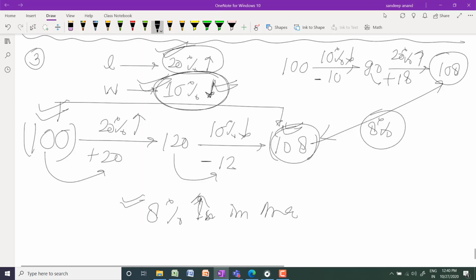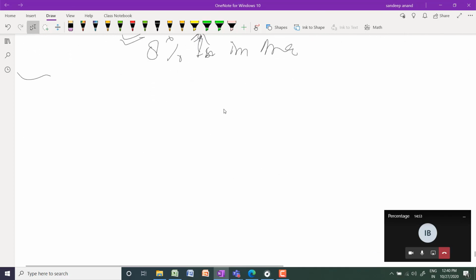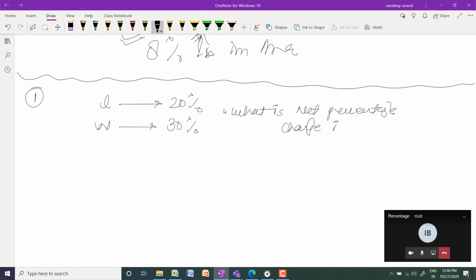Now I'm going to give you a few questions for practice. Now you calculate this value and give me the answer. First question for practice: length increases by 20%, width increases by 30%. Give me the net percentage change in area.